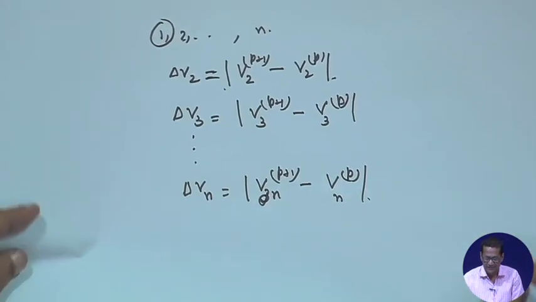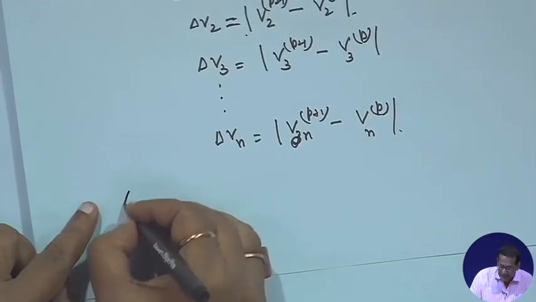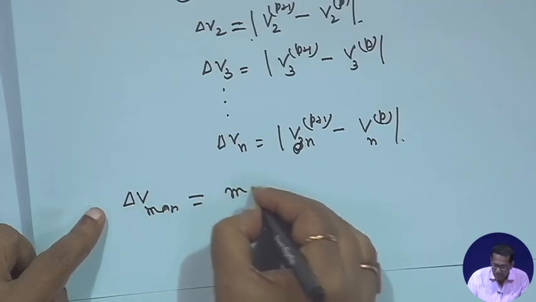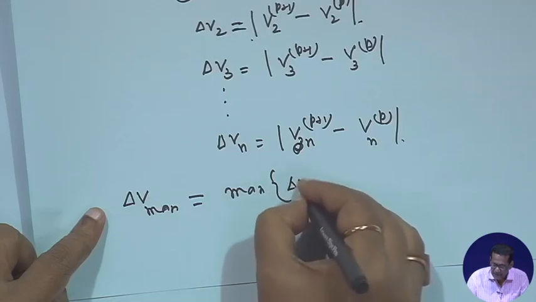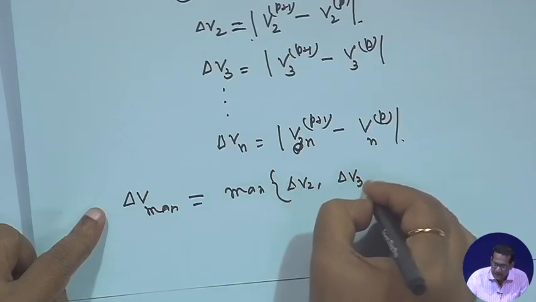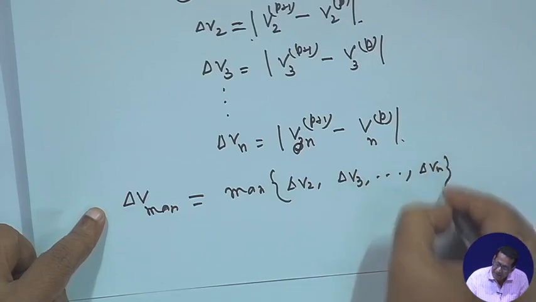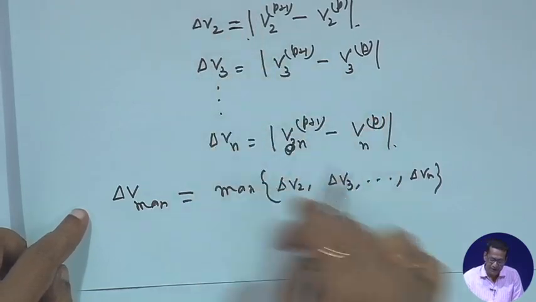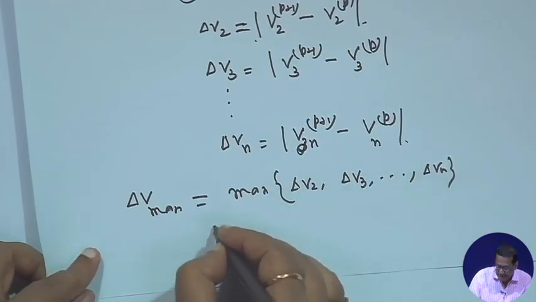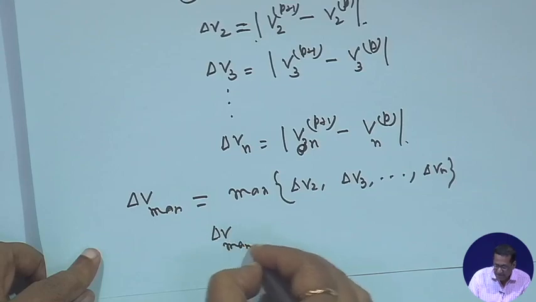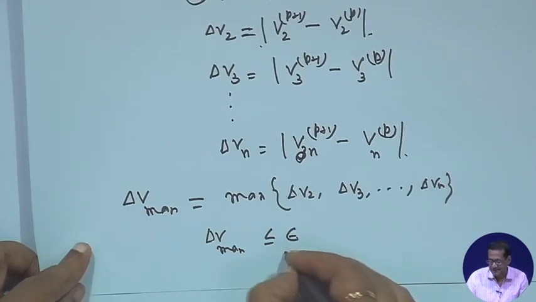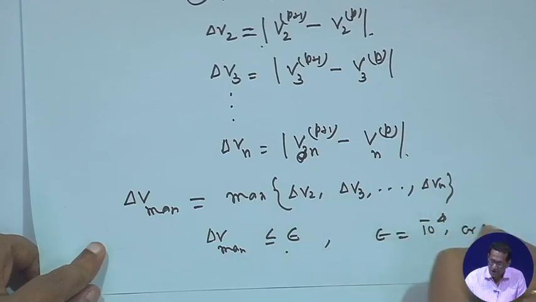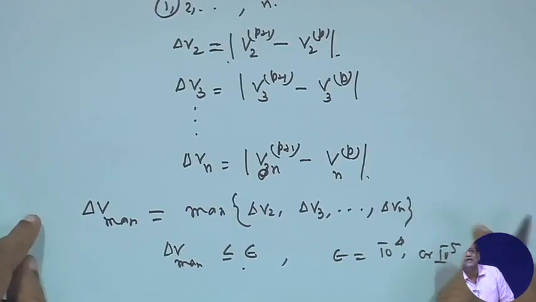Once you have this, you take delta V max, that is the maximum, equal to max of delta V 2, delta V 3, up to delta V n. That means you have computed all these, then take the maximum of these values. If delta V max is less than or equal to epsilon, then the solution has converged. You assume epsilon may be 10 to the power minus 4 or 10 to the power minus 5, depending on the accuracy you need.